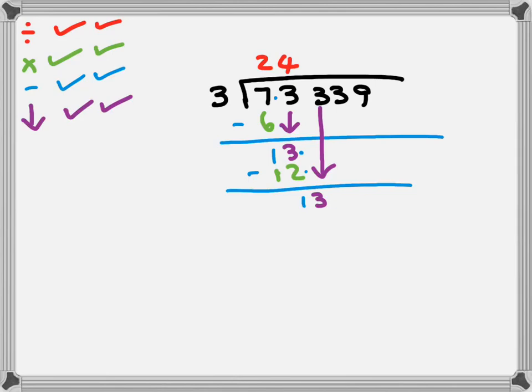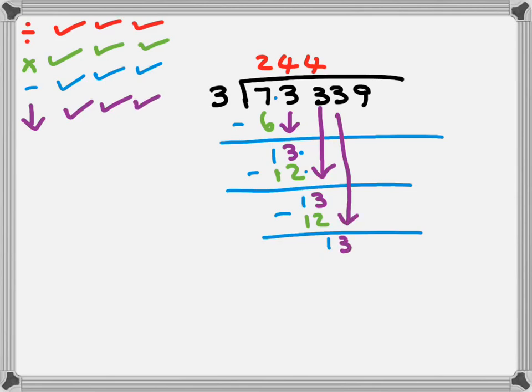Now back to our divide. 3 into 13, 4 times. Done our divide. Times 4 times 3 is 12. Done our times. Now our minus. 13 minus 12 is 1. Done our minus. Now we're going to do our bring down. There's another one waiting there to come down. Another 3. Okay, done our bring down.